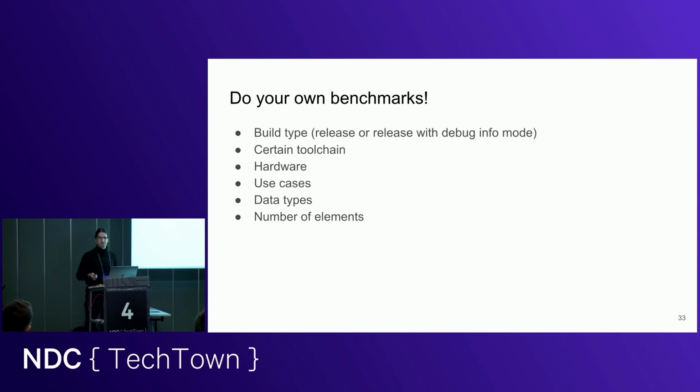Do your own benchmarks because they might be different build types. So I would suggest to use release with debug info, but I know that some people try to benchmark debug builds and then are surprised by results. Don't do that. But benchmarking on release, you might have your own certain tool chain. You might have different hardware, and especially for embedded, this is important. You might have different use cases, how you use the structure, how often you insert, remove elements, and so on. You can have different data types because size of data type is also important.